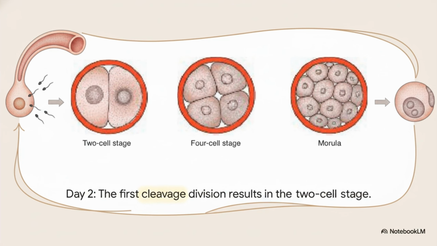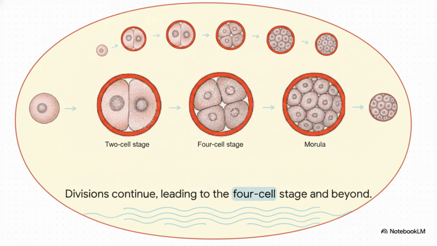So about 30 hours or so after fertilization, that zygote undergoes its very first division. And the result, as you can see right here, is a 2-cell embryo. Each of those cells is a distinct blastomere. And the process just keeps going. The cells just keep doubling. 2 becomes 4, 4 becomes 8, and so on. But all the while, the cells themselves are shrinking, all still packed neatly inside that zona pellucida.